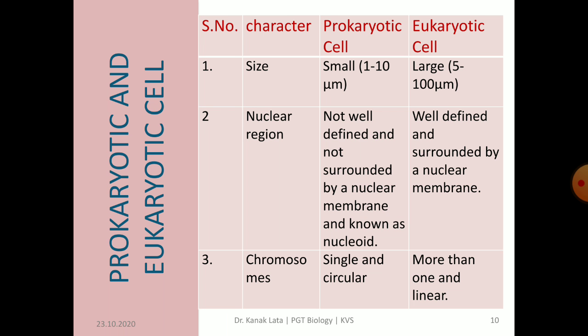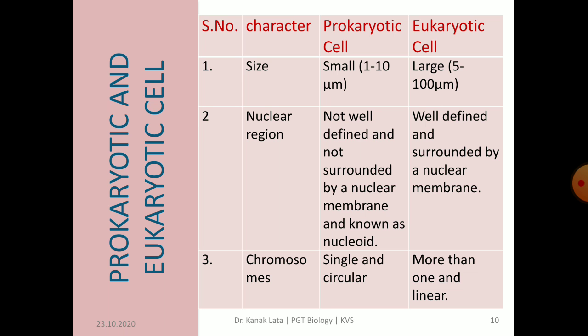Now let us discuss the differences between prokaryotic and eukaryotic cells. There are many differences. When we consider size, the prokaryotic cell is small, ranging between 1 to 10 micrometers, whereas the eukaryotic cell is large compared to the prokaryotic cell, between 5 to 100 micrometers.